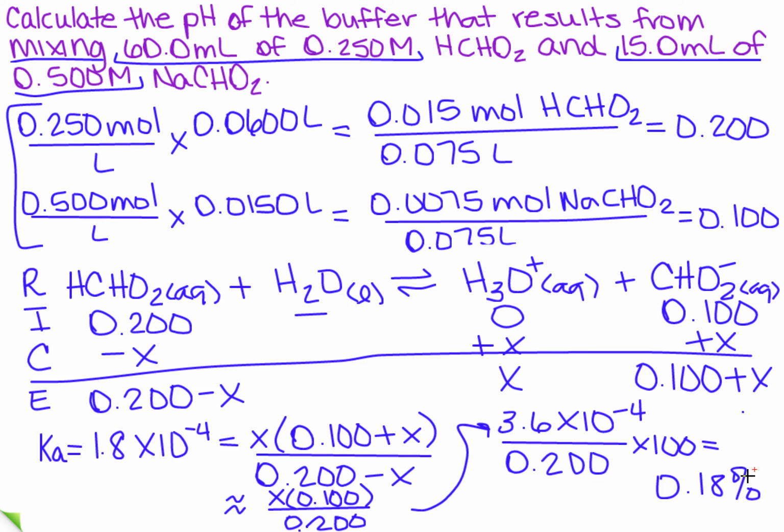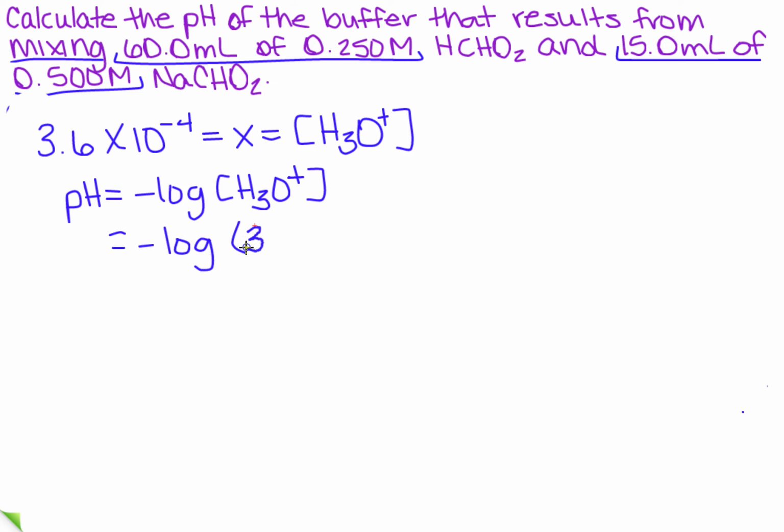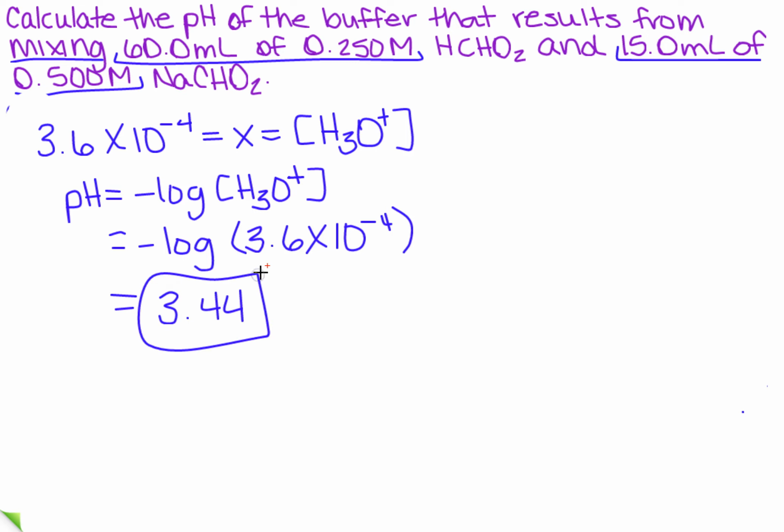Now what are we going to do with that? Since the approximation worked, we know that this number we obtained is the hydronium concentration, but we want the pH. So we're going to say that the pH equals the negative log of the hydronium concentration. And then I need to plug in that value. So I'm going to have the negative log of 3.6 times 10 to the minus fourth. And let's see, when I do that on the calculator, I get 3.44. Remember, you want two significant figures after the decimal.